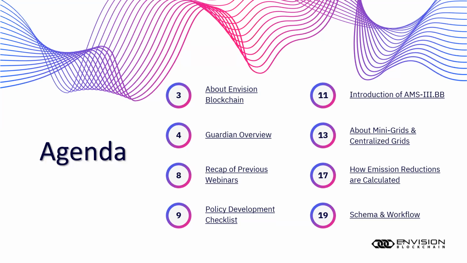These include some information about Envision Blockchain, a Guardian overview, a recap of previous webinars, policy development checklists, an introduction of AMS-III.BB about mini grids and centralized grids, how emission reductions are calculated, and our schemas and workflows. We will also end the webinar with a demo on open source Guardian, so stay tuned to see a tour of the platform, how we use tagging, selective disclosure, policy comparison, and a how-to for the AMS-III.BB policy.